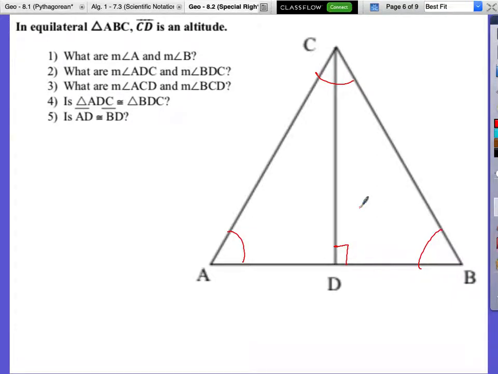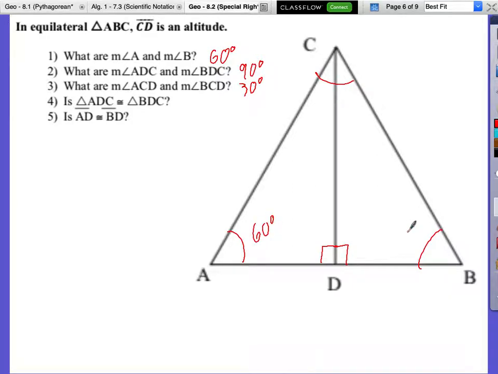Okay. What's the measure of angle A and the measure of angle B? 60 degrees, because these are all 60-degree angles. On 2, what are the measures of angle ADC and angle BDC? 90 degrees, because CD was an altitude. So these are both 90 degrees. We know that. So what does that mean the angle of ACD and the angle of BCD have to be? Owen? 30. How'd you get 30? You cut the 60 in half.